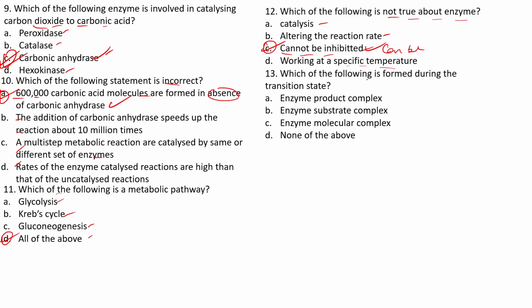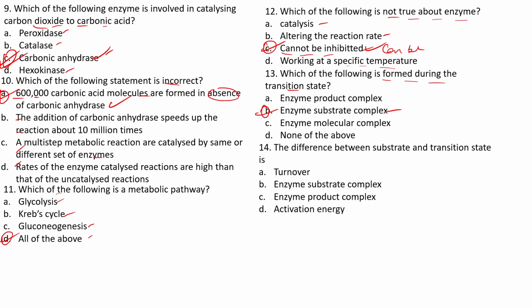Which of the following is formed during the transition state? Enzyme product complex, enzyme substrate complex, enzyme molecular complex, and none of the above. We know the temporary association of the enzyme and substrate is called the enzyme substrate complex, and the moment at which it forms is called the transition state.